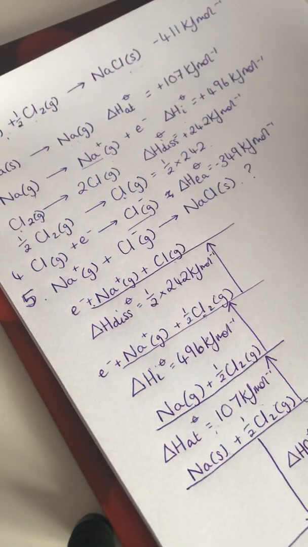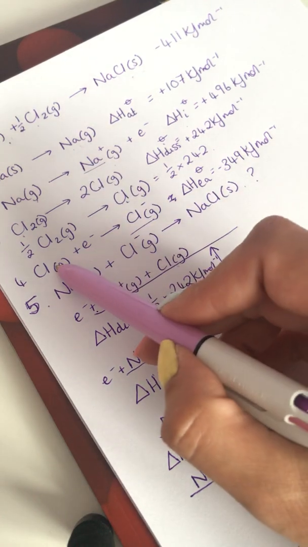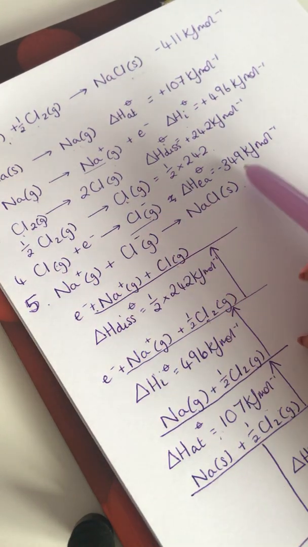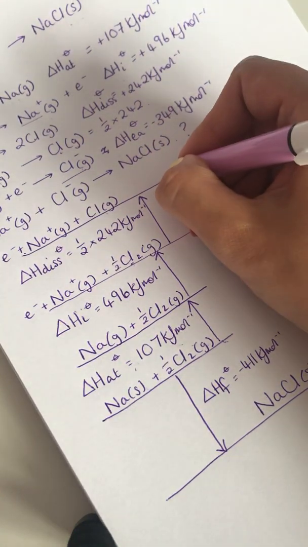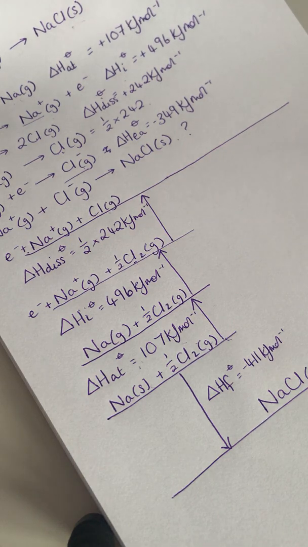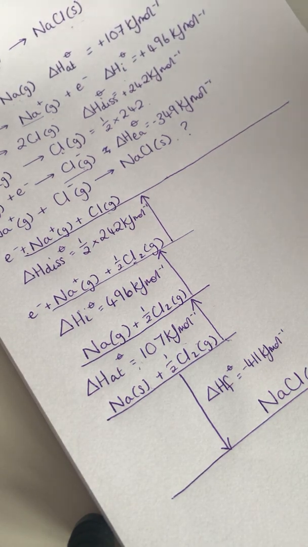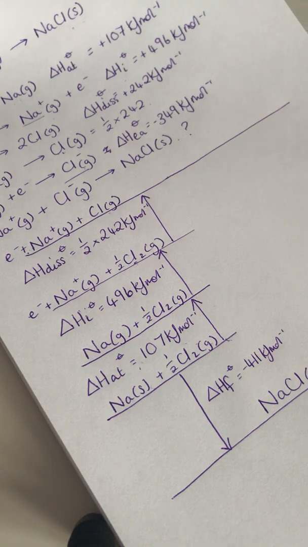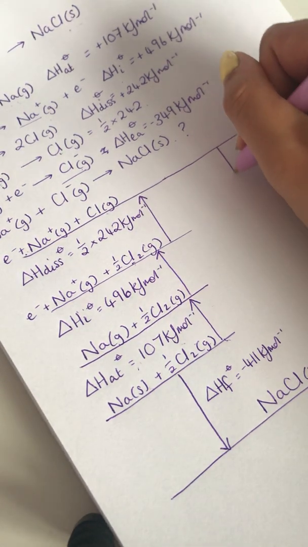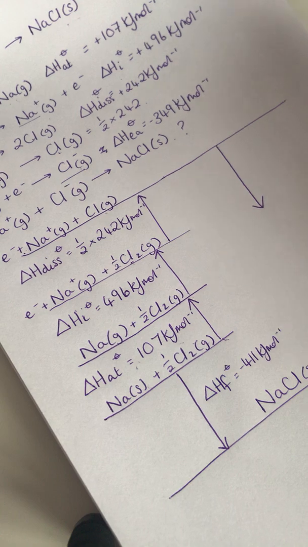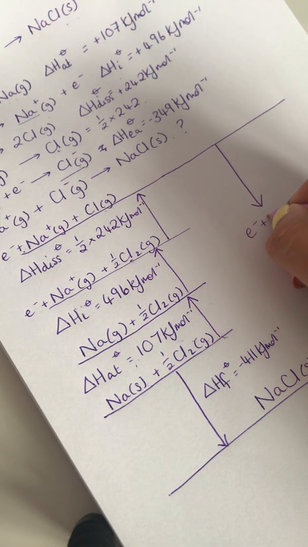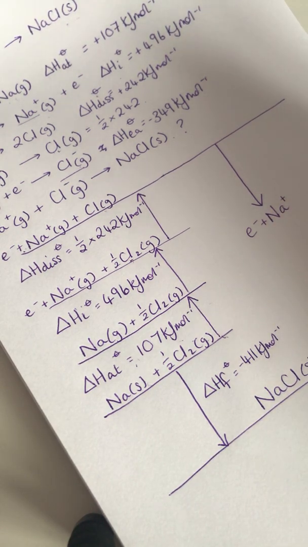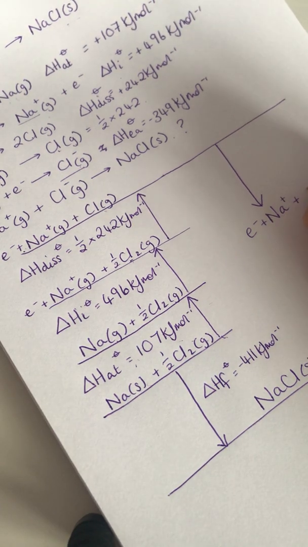Now, the next step then is to go from Cl atom to Cl minus. Now this one has a negative enthalpy change, and remember I said that positive enthalpy changes will point up, while negative enthalpy changes will point down. So I'm going to extend my line all the way across my page, and I'm going to go down to produce still my electron and my Na+. And I'm also going to make Cl minus.